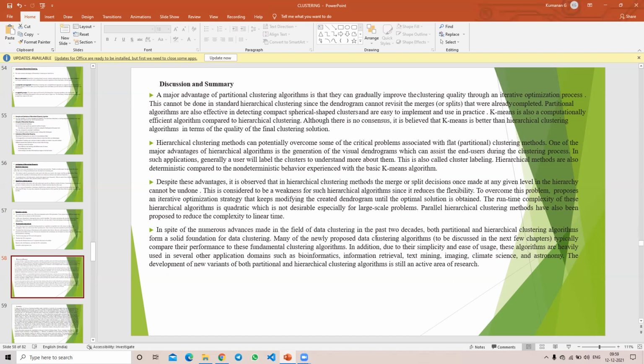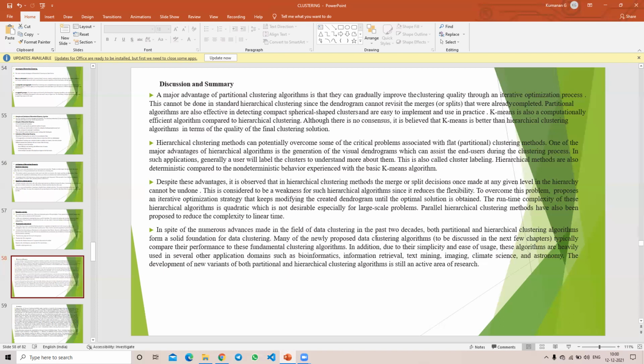Despite this advantage, it is observed that in hierarchical clustering methods, the merge or split decisions once made at any given level cannot be undone. This is considered a weakness of such hierarchical algorithms since it reduces flexibility. To overcome this problem, an iterative optimization strategy has been proposed that keeps modifying the created dendrogram until the optimal solution is obtained. The runtime complexity of these hierarchical algorithms is quadratic, which is not desirable, especially for large-scale problems. Parallel hierarchical clustering methods have also been proposed to reduce the complexity to linear.